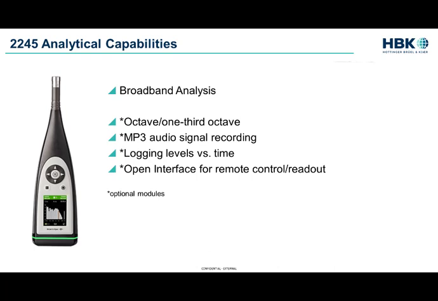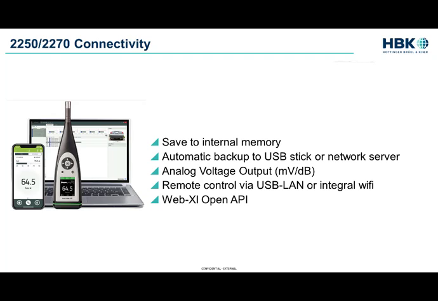Its most basic package includes only broadband analysis, but options can be added to include octave and 1/3 octave analysis, MP3 audio recording, logging level versus time, and access to the open interface for remote control and data readout. Data storage on the 2245 utilizes a 16 gigabyte internal disk, but also gives you the option to automatically backup save data to a USB-C thumb drive or to a network accessible file server.